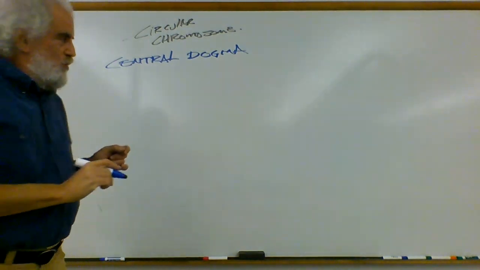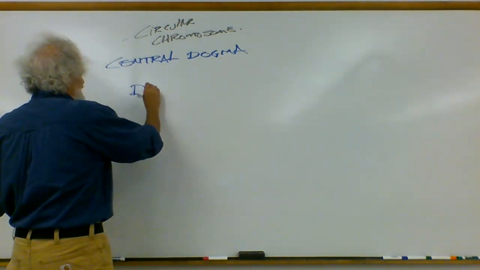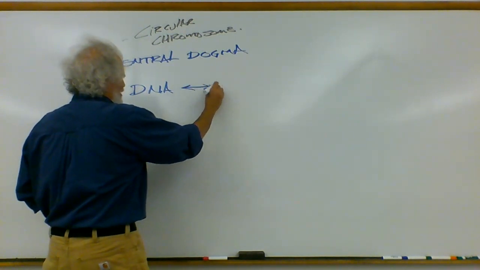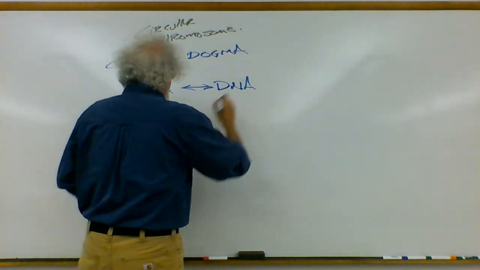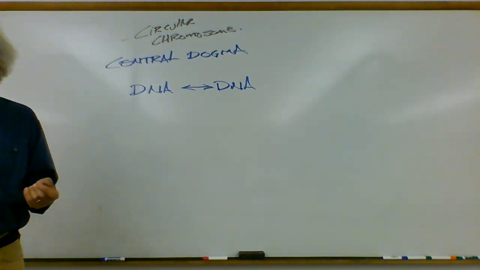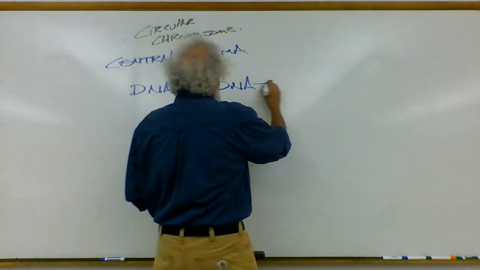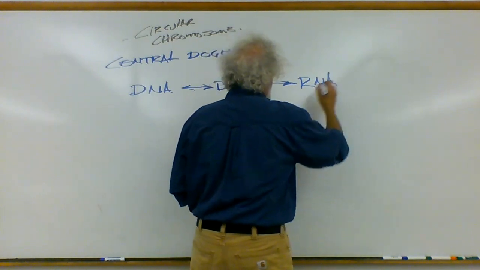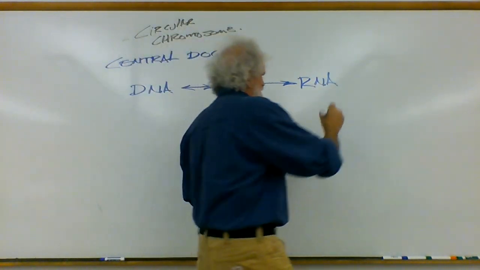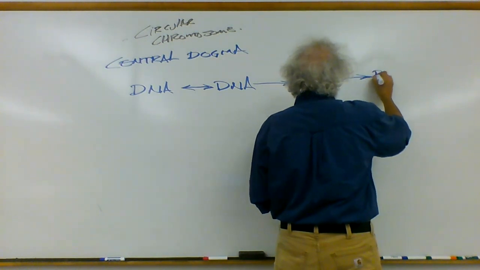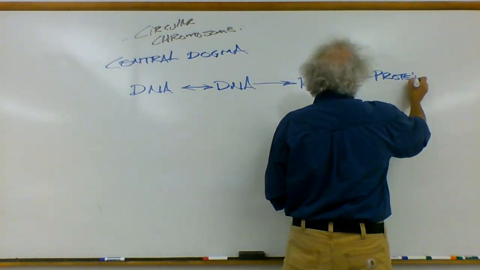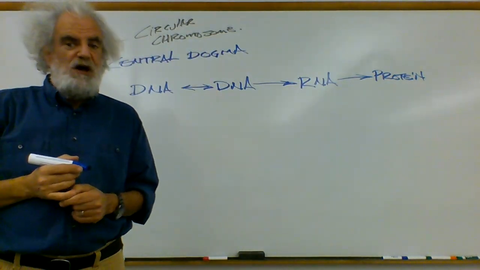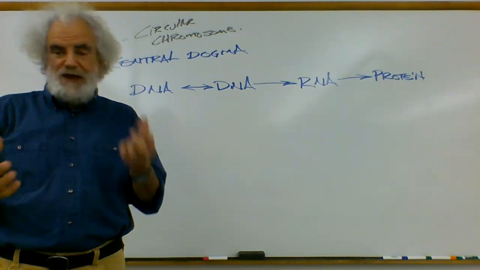And that DNA can be replicated. And so we'll indicate that with two arrows going back and forth. So DNA can replicate itself to produce more DNA. And then DNA is used as a template to produce RNA. And RNA is a template to generate protein. So this is the central dogma. This is how information is passed back and forth at the molecular level.